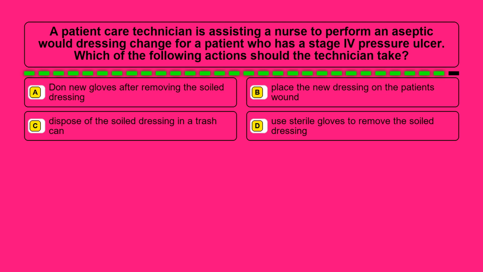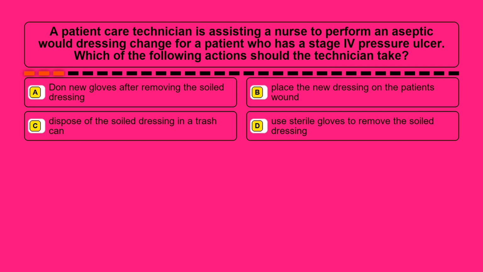Question 40. A patient care technician is assisting a nurse to perform an aseptic wound dressing change for a patient who has a stage 4 pressure ulcer. Which of the following actions should the technician take? Option A. Don new gloves after removing the soiled dressing. Option B. Place the new dressing on the patient's wound. Option C. Dispose of the soiled dressing in a trash can. Option D. Use sterile gloves to remove the soiled dressing.